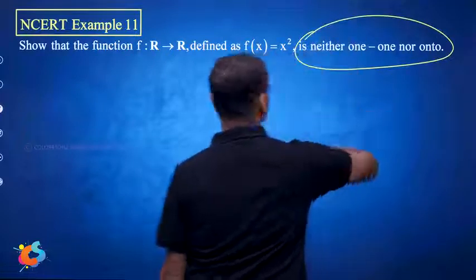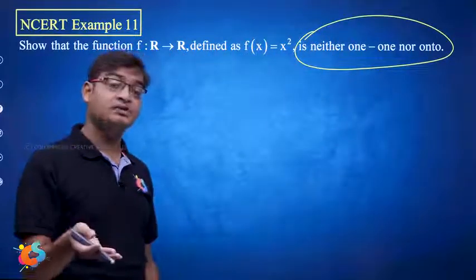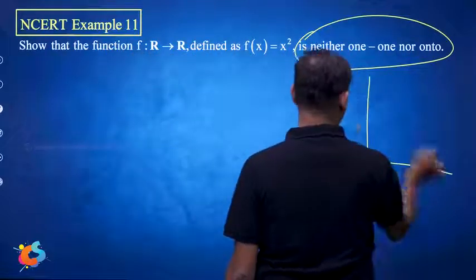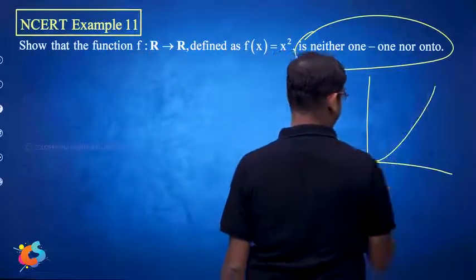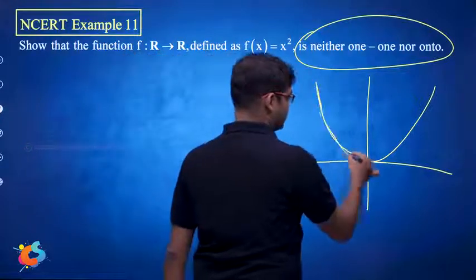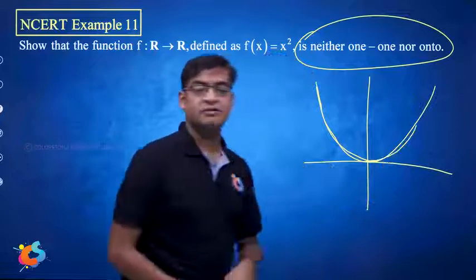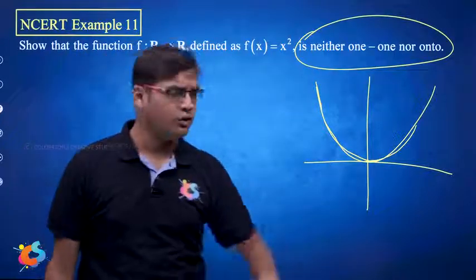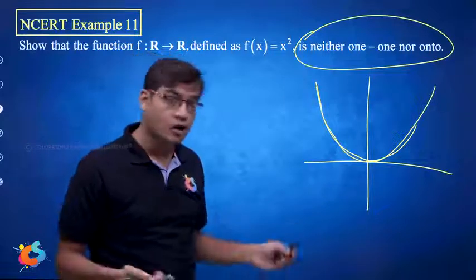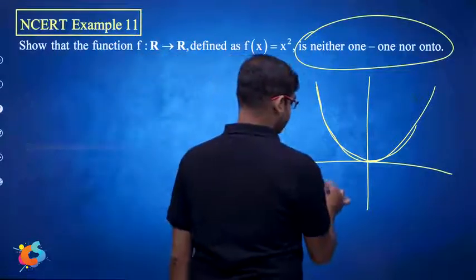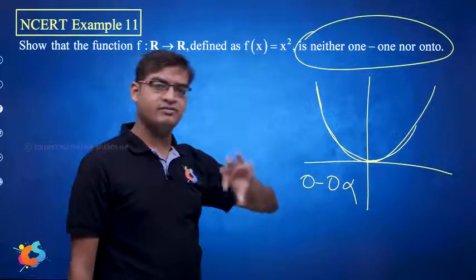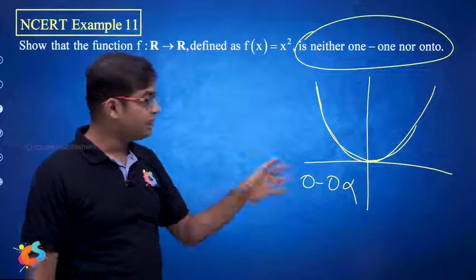We have to see if f of x is equal to x square is 1-1 or not, onto or not. Because the graph is known, just take the graph. You have the graph, a parabola, right? Just see, is there any horizontal line which cuts the graph more than once? Yes, a lot of horizontal lines cut the graph more than once. So this is not 1-1. Fine. So half of the problem is over. It is not 1-1. Is it onto?